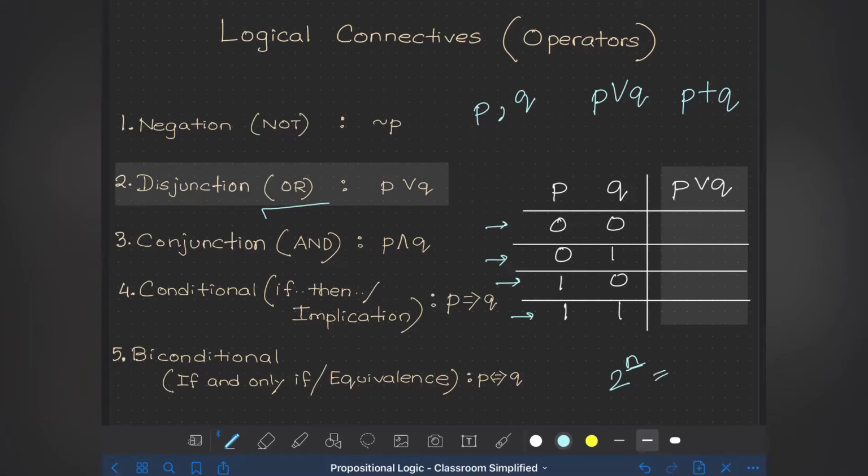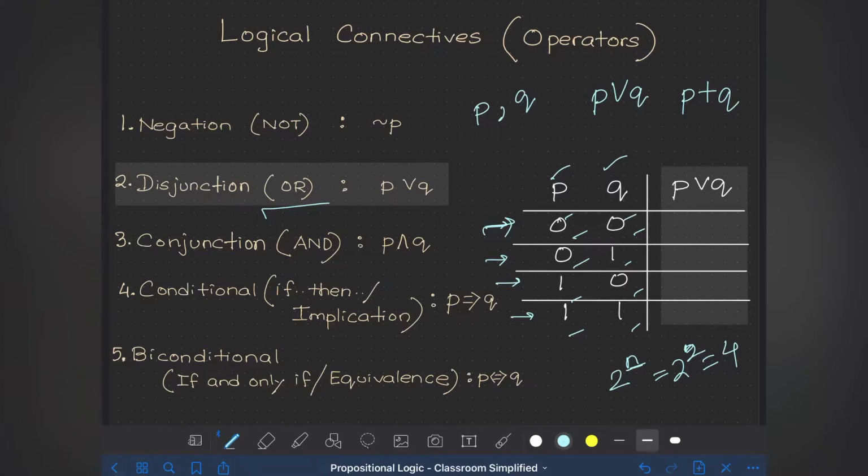Okay, so here it's actually two variables p and q, so I'll take 2 to the power 2, that is 4. So 4 rows, that is 0 0, 0 1, 1 0 and 1 1. These are the combinations and the rows which we got, 4 rows, and for each and every row we have to see what the output will be. Now this disjunction says that the result will be true whenever p is true or q is true or both are true.